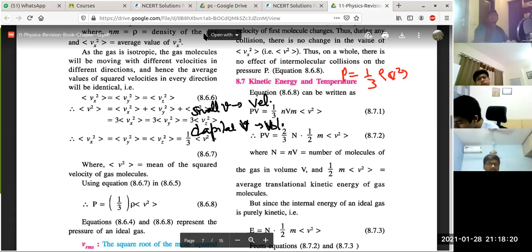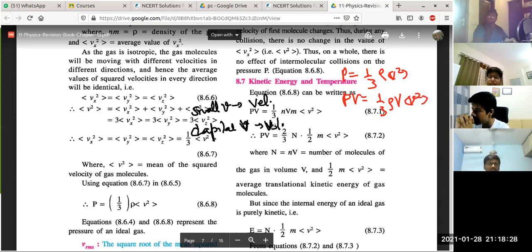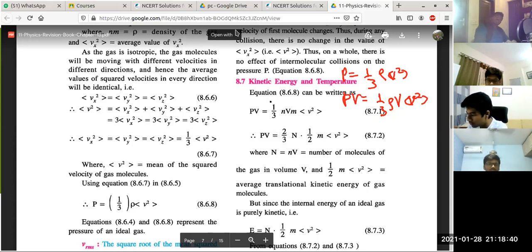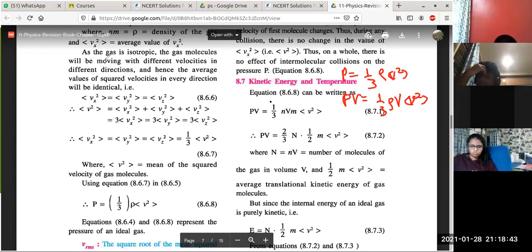So what I'm doing is multiplying volume on both sides. PV is equal to one third rho V small v squared. Small v is velocity, capital V is volume. And therefore PV becomes one third, n, volume, mass of each molecule. Rho was nm, right? So nm and the small v squared.